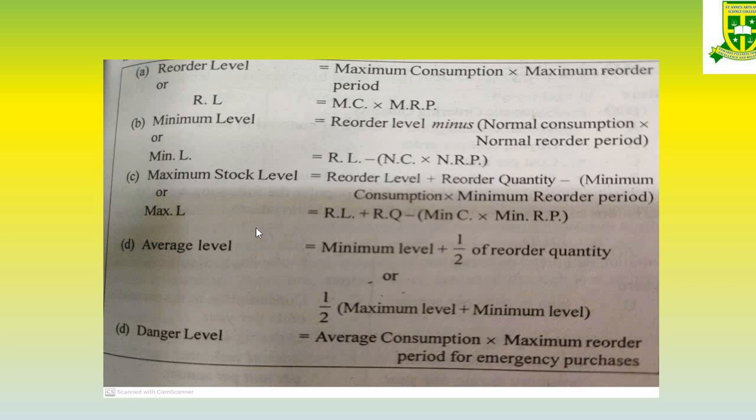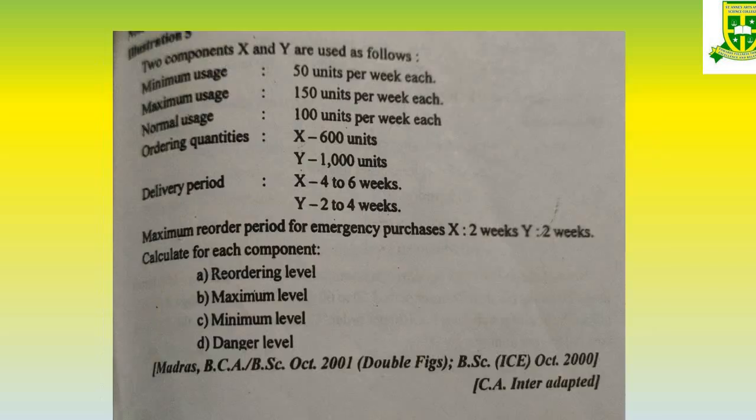So normally we have to calculate 5 things. First is the reorder level, the maximum limit which can be ordered for the particular year. Then the minimum level, the minimum stock level to be maintained in the company. The third one is the maximum stock level, the next one is the average level, and the last one is the danger level.